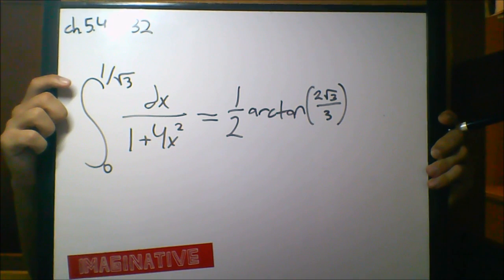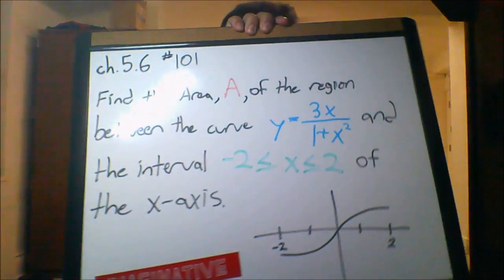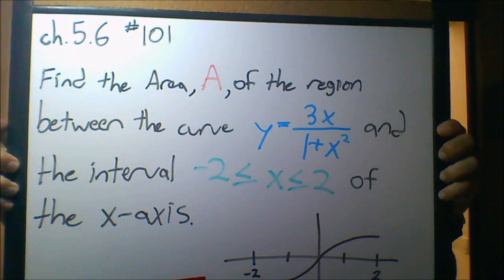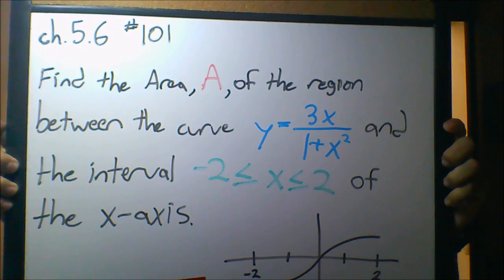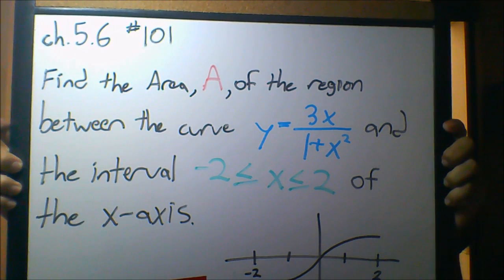Now for the next question, we're going to take a look at chapter 5.6, where we're going to do question number 101. And we're asked to find the area A of the region between the curve y is equal to 3x over 1 plus x squared and the x-axis over the interval -2 is less than or equal to x is less than or equal to 2.